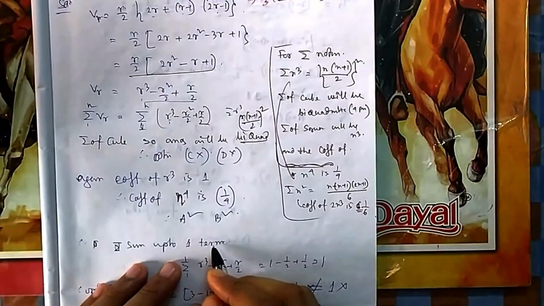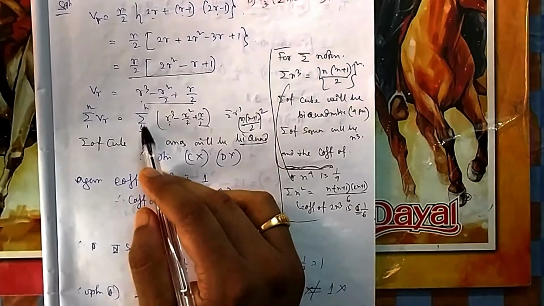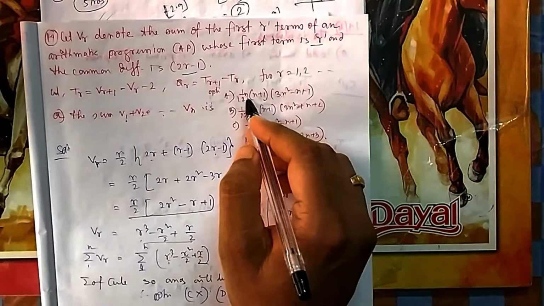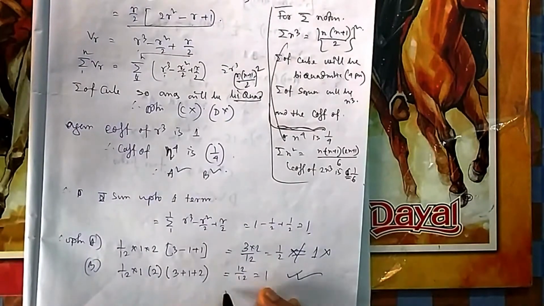So now you check what is the sum up to first terms. If you check the sum up to first term, if you put r equal to 1, what will be the sum? 1. You check which one is satisfying 1. The first term, if you put n equal to 1, it should be 1. So if you check A and B, A is not satisfying, B is satisfying. That's why B is the answer.